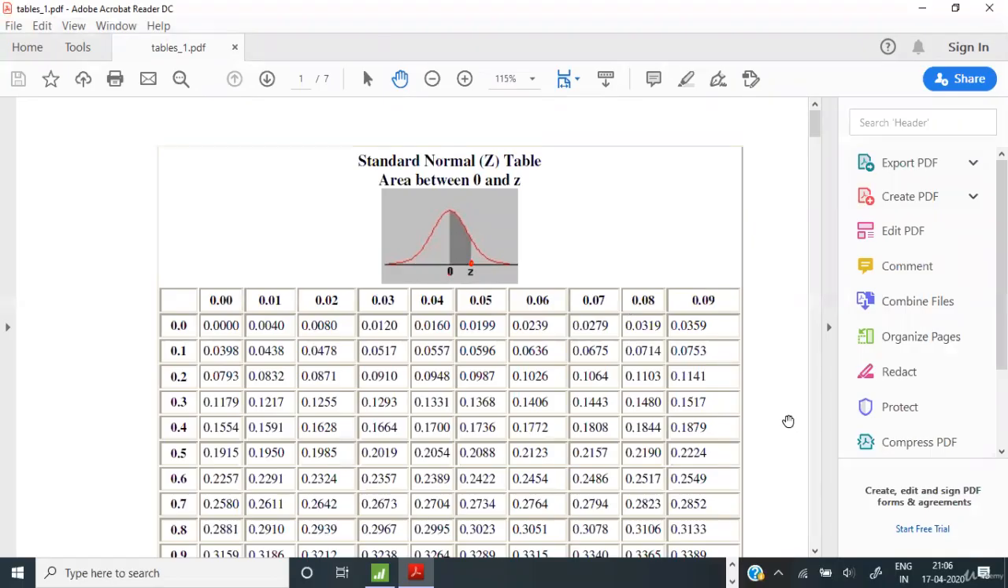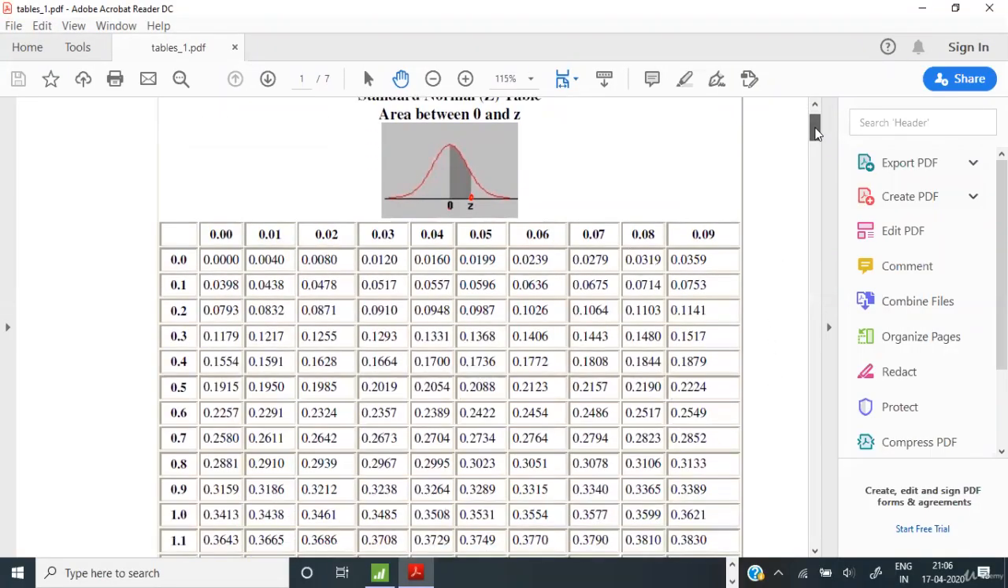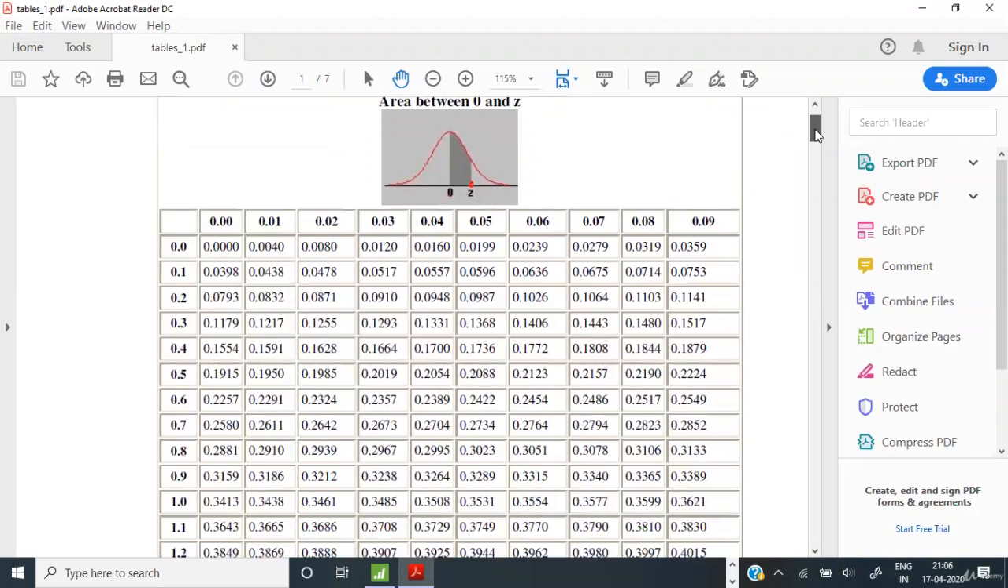Okay. See here, Z. 0.025. That means 0.2 and 0.5. This is what you have to look at, right? How do you look into the Z values?